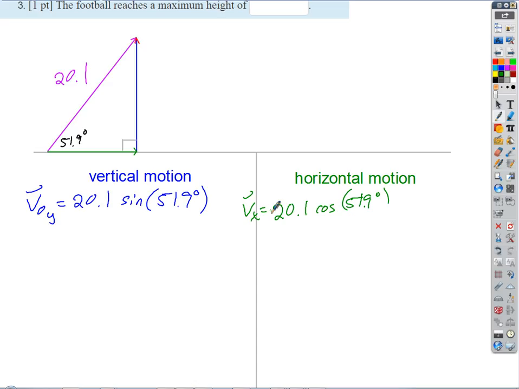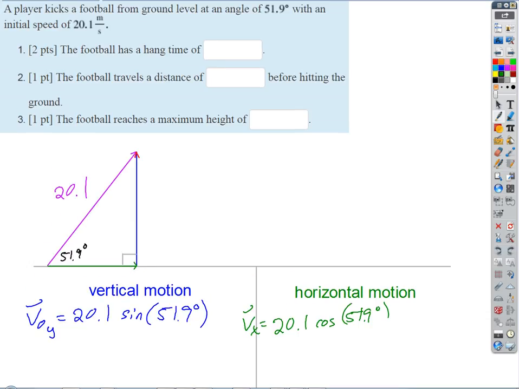Okay, good. What else? What are we trying to do here? So we're trying to answer some questions with this. The football has a hang time of what? Well, how are we going to figure that out? How do we do this stuff? What's the football going to do vertically? You have to split it into two parts, right?